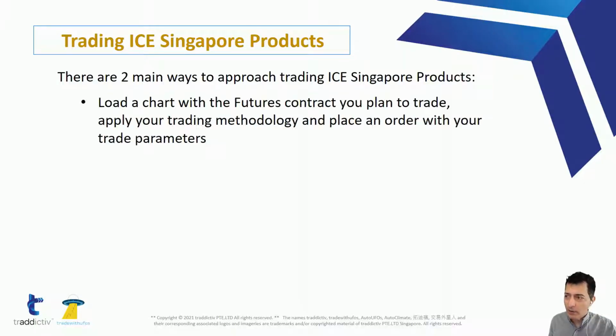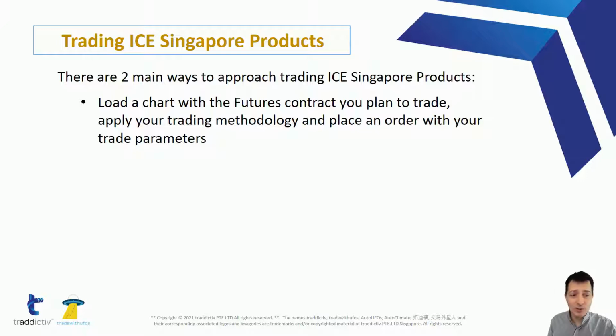So how are we going to trade those products? Well, first, we load a chart with a futures contract you plan to trade, apply your trading methodology, and place an order with your trade parameters. That's one way to do it, which is definitely valid. This is basically me saying that you could trade Singapore products like you would trade anything else. You load the chart with the ticker symbol of your choice. Maybe you trade the dollar index, so you load the dollar index and you go for it. That's it.